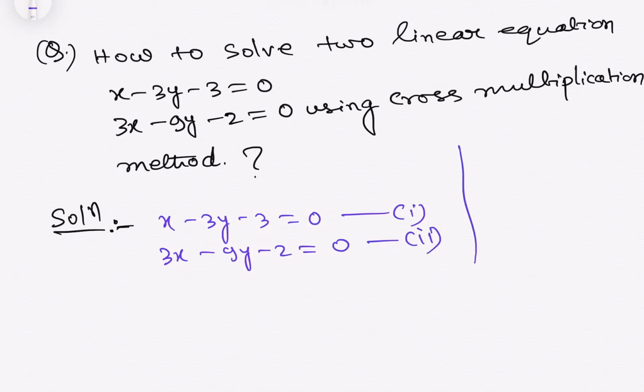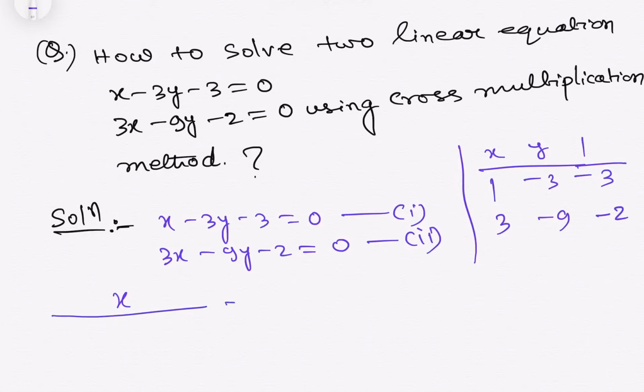After that, you write here x, y, and the constant part. The coefficient of x in equation 1 and equation 2 is 1 and 3, for y it is minus 3 and minus 9, and the constant part is minus 3 in equation 1 and minus 2 in equation 2. First write here the main calculation: x divided by, for the y variable calculation y divided by, and for the constant part 1 divided by.